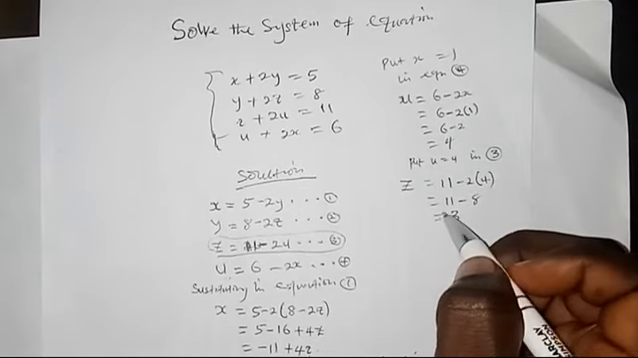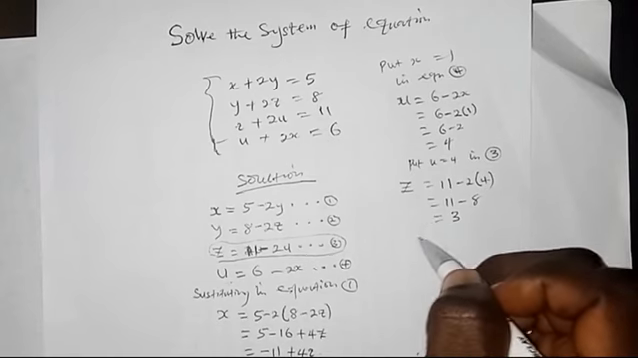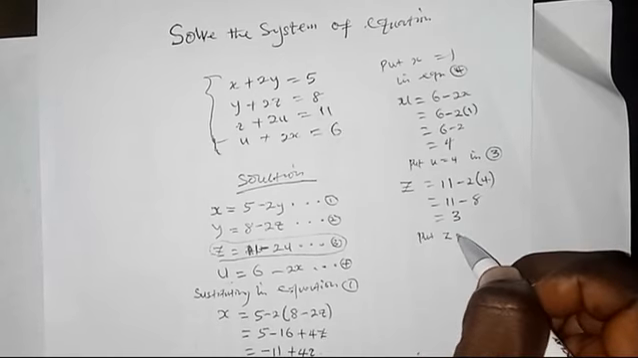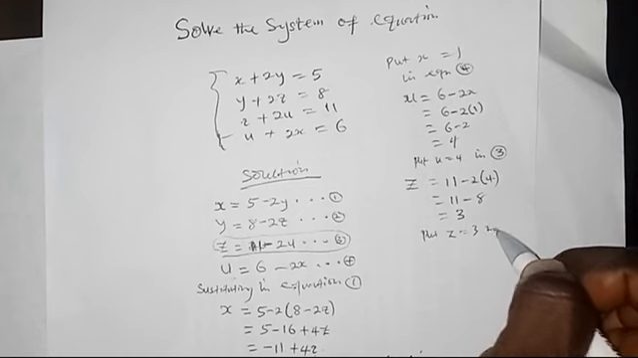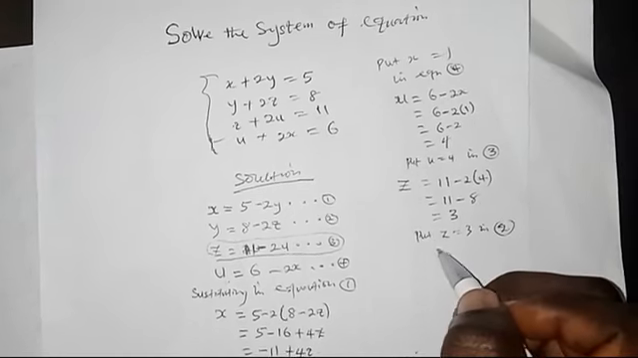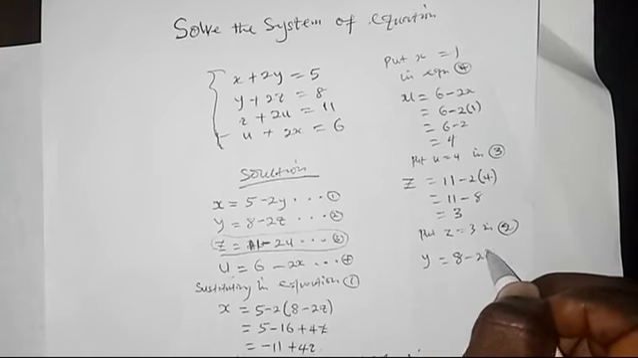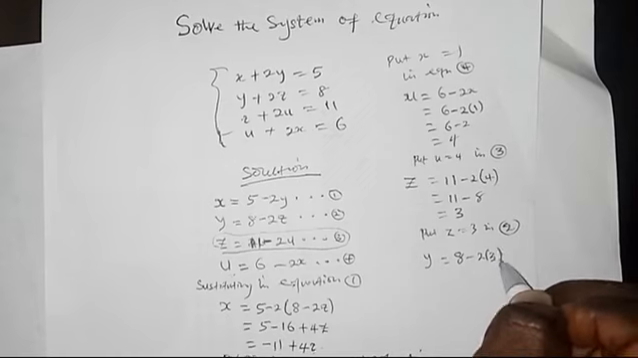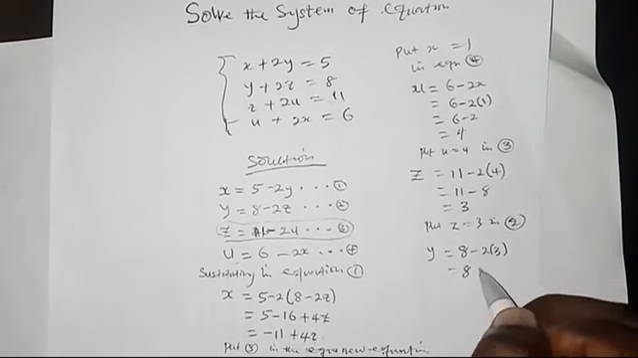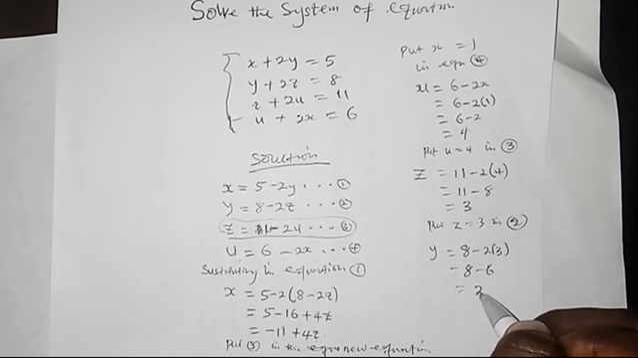Okay, now finally we are going to get our y. So to get our y, just say put z equals 3 in equation 2. Okay, so doing that, we have that our y will now be equal to 8 minus 2z, and our z here is just 3, and that's going to give us 8 minus 6, which is equal to 2.